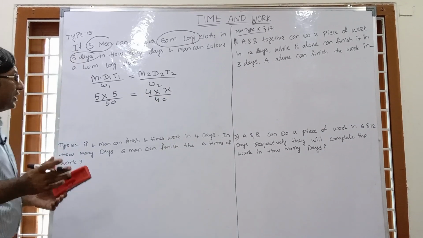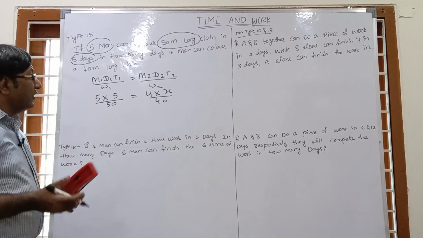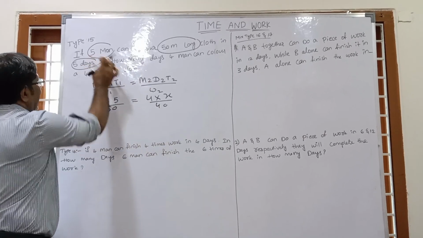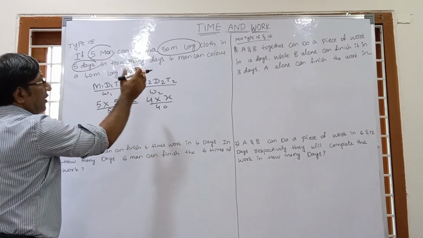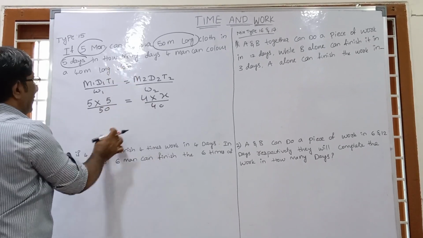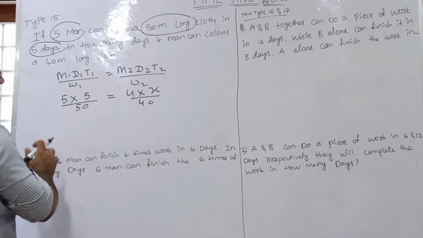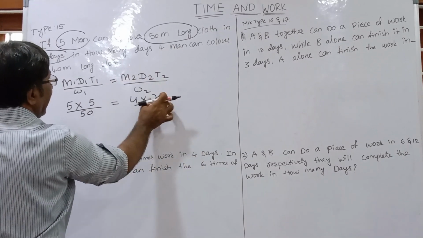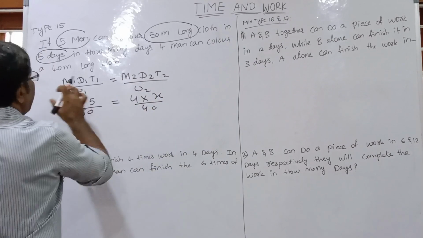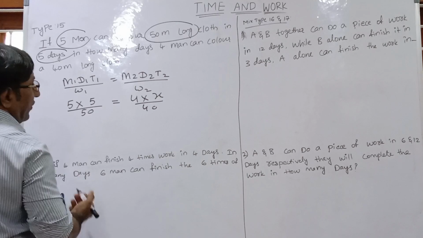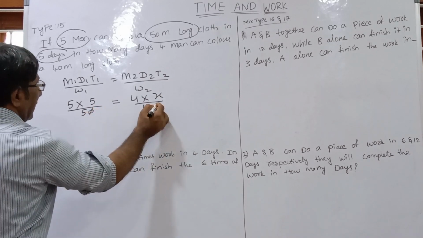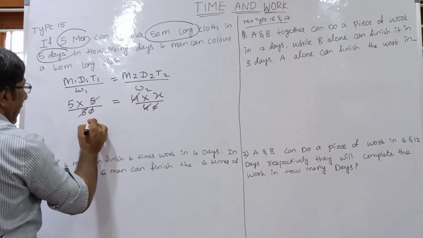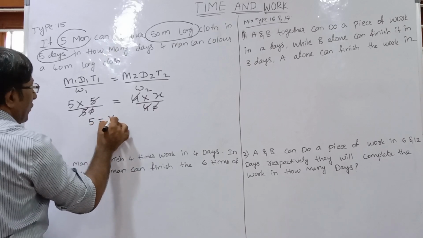For this type of question, first we go for what is given in the question. 5 men given, so here 5, and 5 days given, so here 5 days. Now the work is coloring 50-meter long cloth, so this is 50 meters. In the second case, 4 men, and we have to find the days, so it is x, and the work is 40. Now we can solve this question very easily. This 0 cancels with this 0, this 4 cancels with this 4, and this 5 with this 5. So our answer is 5 equals x.